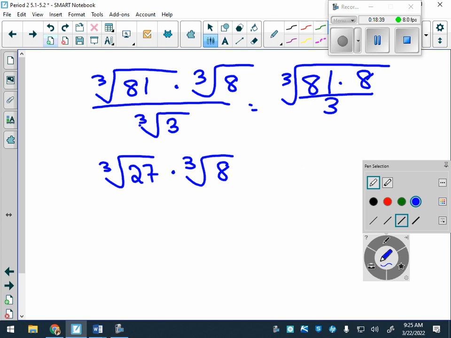Yeah, Kate. So when you're multiplying here, you could simplify. If I did 81 times 8 and then divided by 3 or reduced that fraction, that's another way. I just found an error. So let's do it this way. How can I simplify the cube root of 81? We're going to check it, because I just found a mistake.